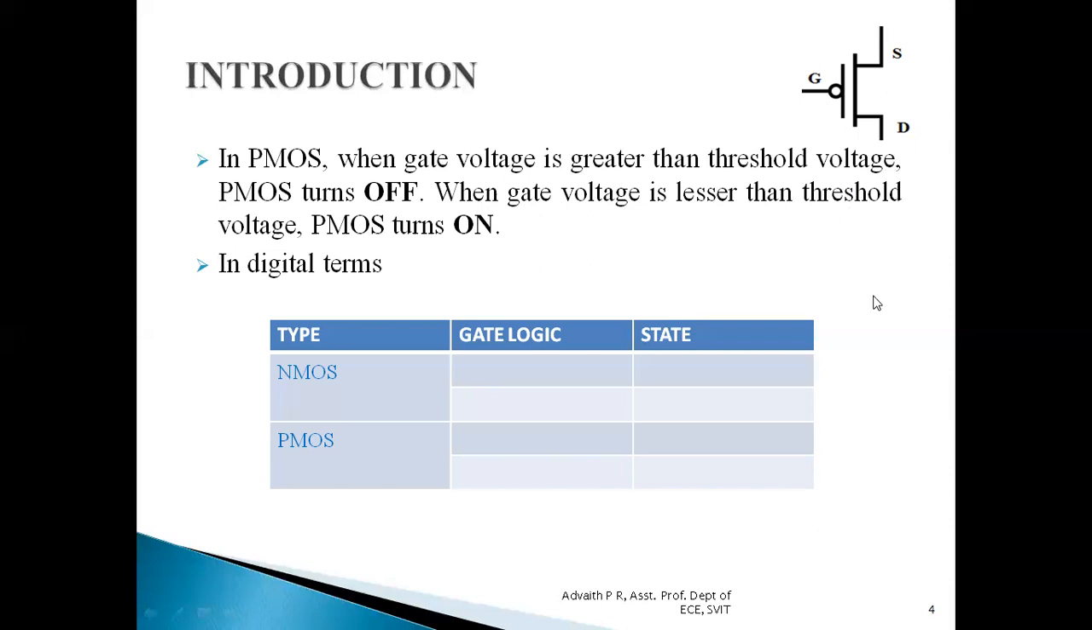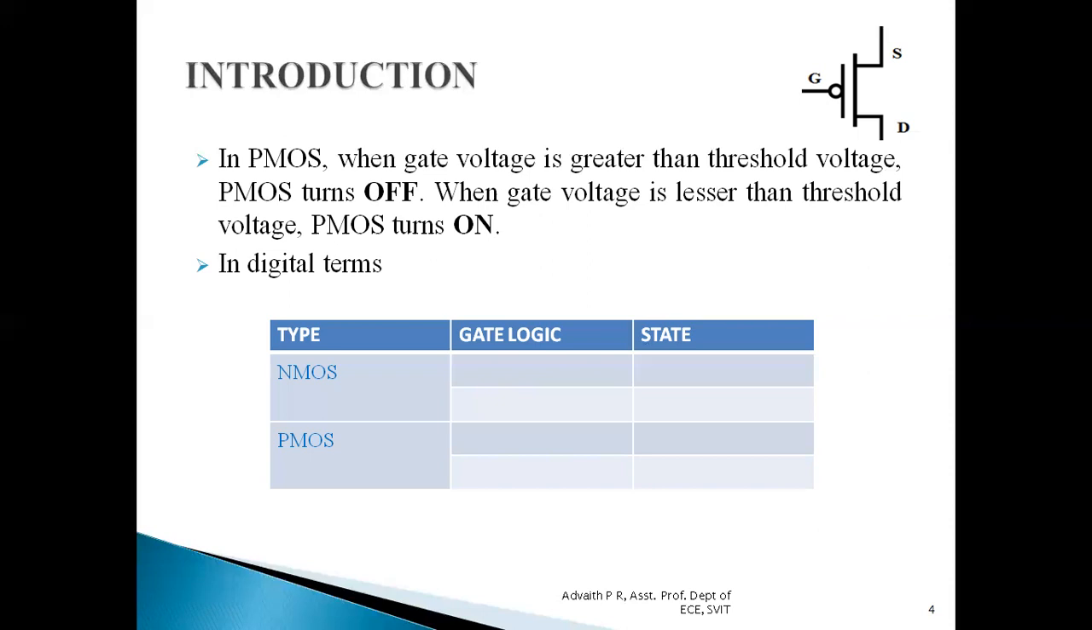Under digital abstraction, when the NMOS transistor gate is supplied with logic level high, the NMOS transistor will be on. When the NMOS gate is supplied with logic level 0, NMOS will be off. When PMOS is supplied with logic level 0, the PMOS transistor is on. When the gate of the PMOS is supplied with logic level high, the PMOS transistor is off.